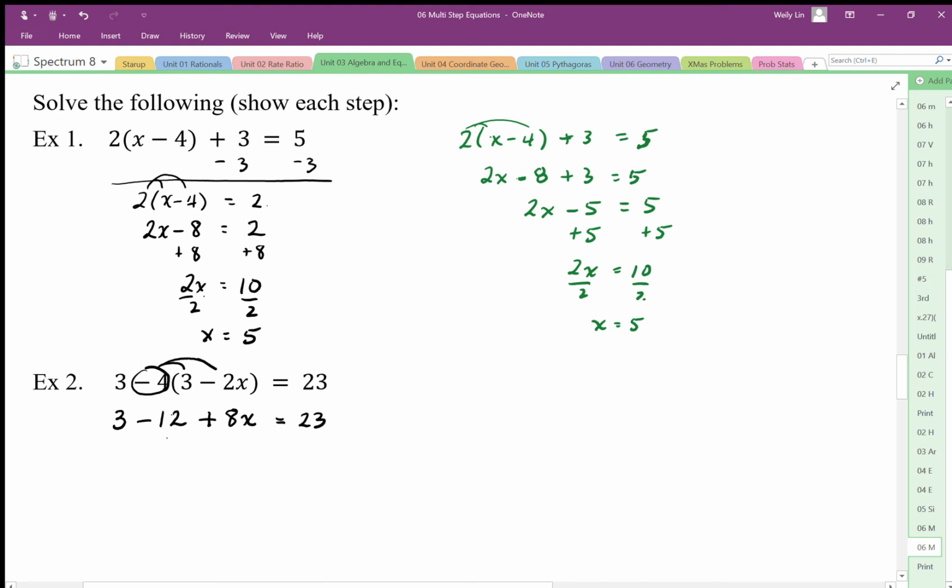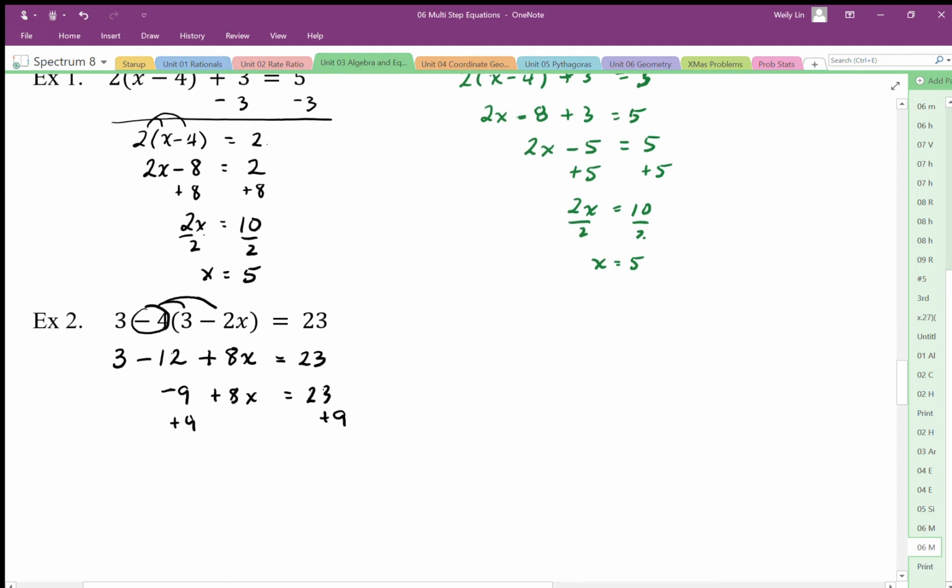Now I can subtract this. 3 minus 12 is negative 9 plus 8x equals 23. I want to get rid of that 9 with a plus 9. Balance, plus 9 again shows steps. I can see every term vertically. So 8x equals 32. I'm going to divide both sides by 8. X equals 4. So there's my solution.